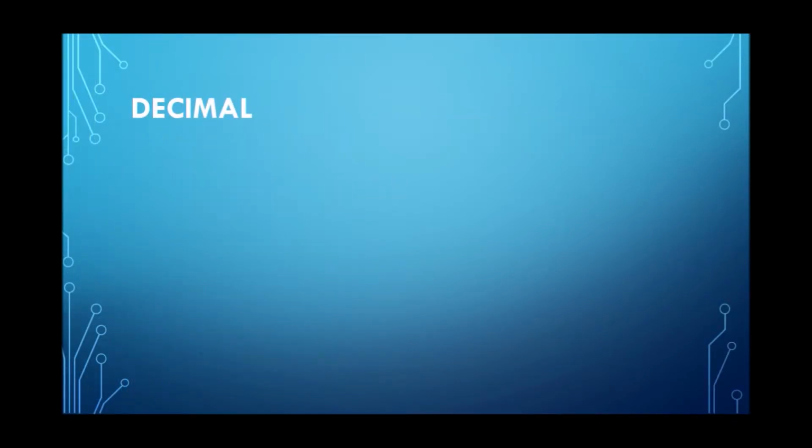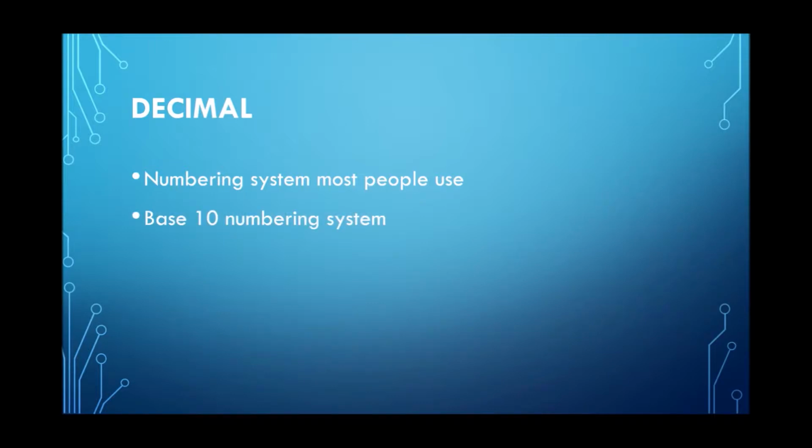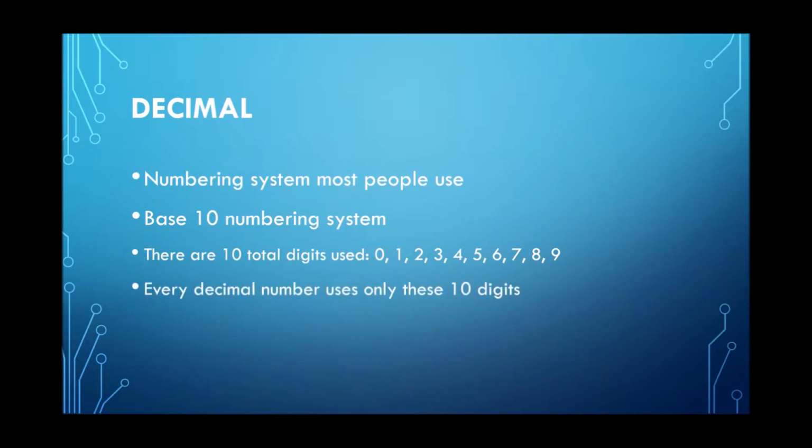So before we get into binary numbers, we should talk about decimal numbers. Decimal numbers is the numbering system that most people are used to. It's a base 10 numbering system, meaning that there are 10 total digits used, 0 through 9. Every decimal number uses only these 10 digits, no matter how large the number is.